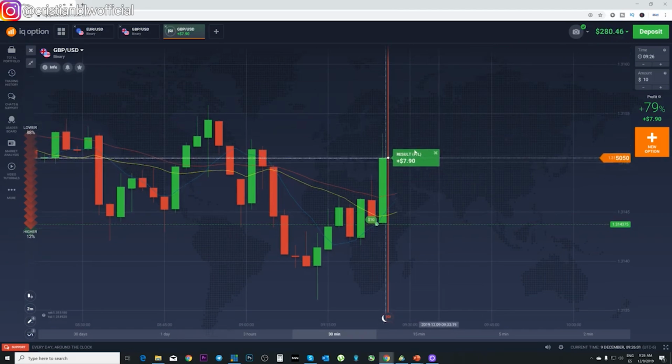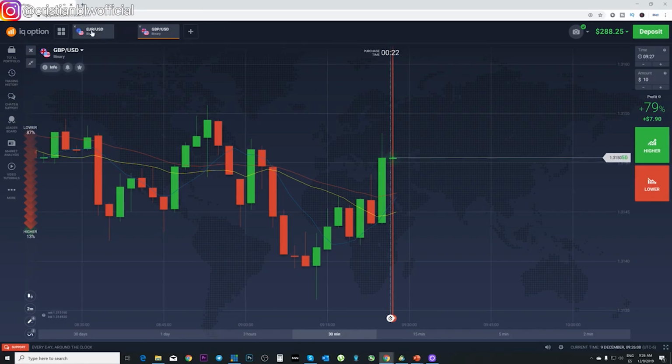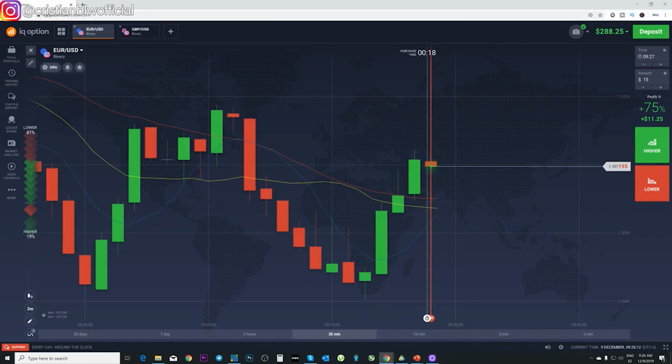Before the cross of the blue line against the yellow line sometimes is good. You need to analyze that, right? You need to make a decision. Like for example, here, I think is a good time.